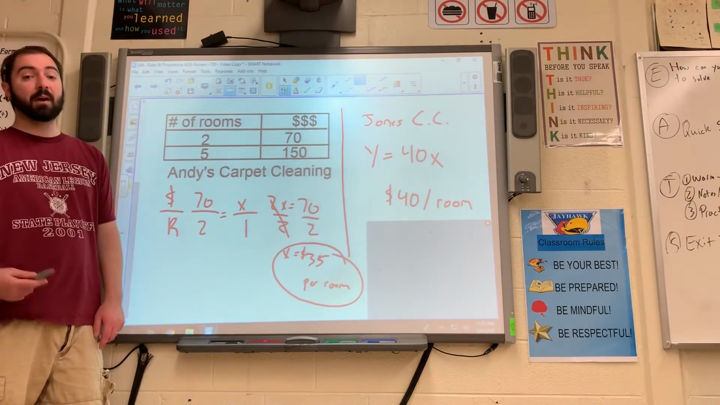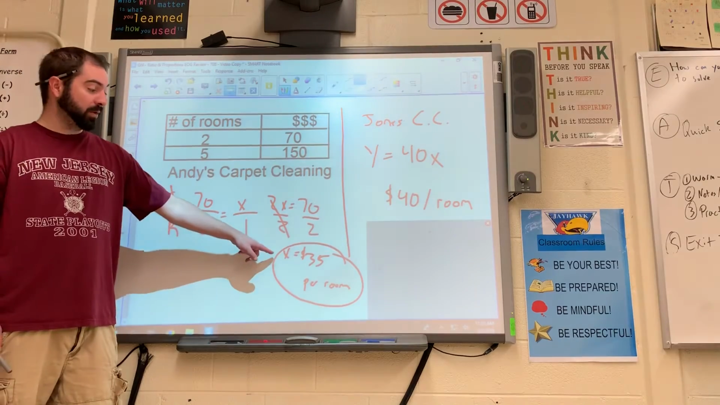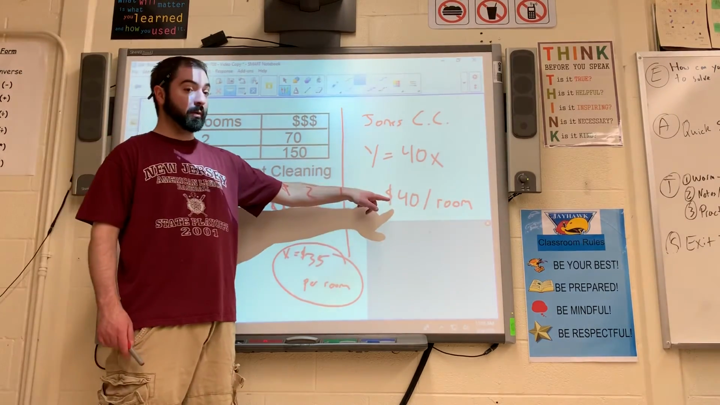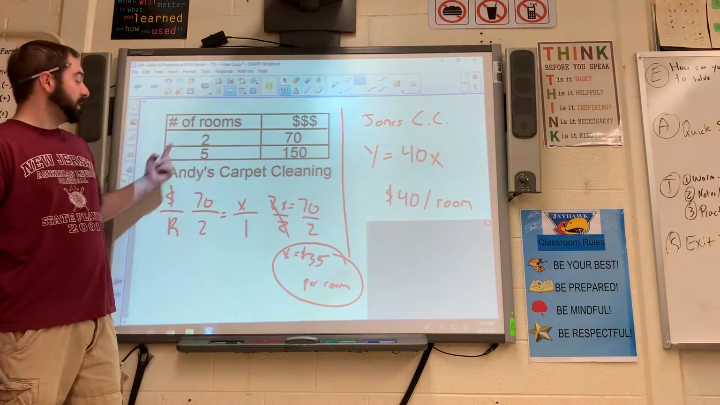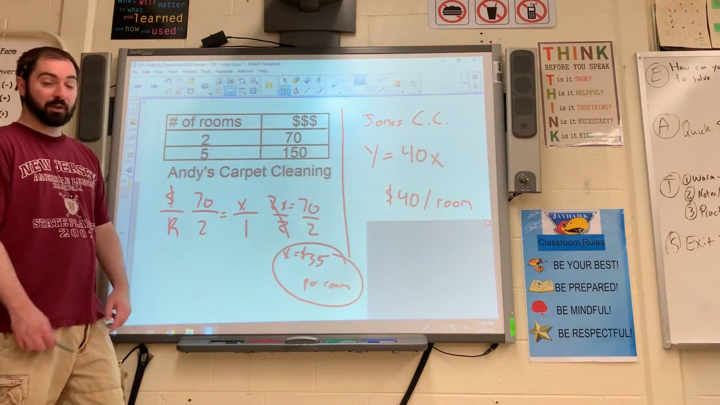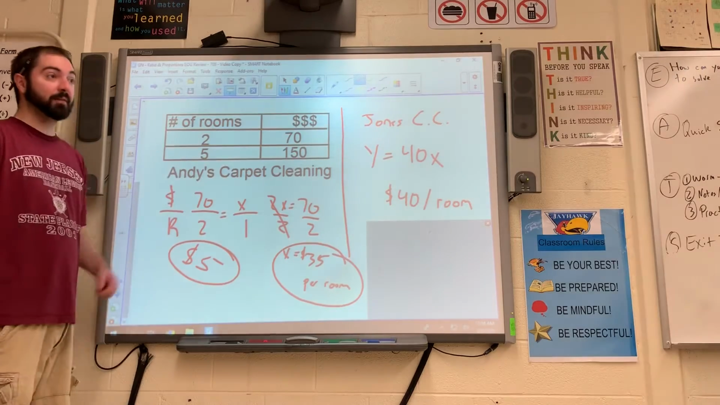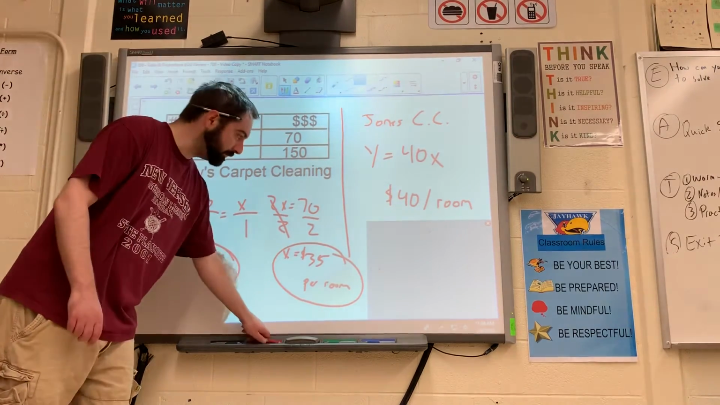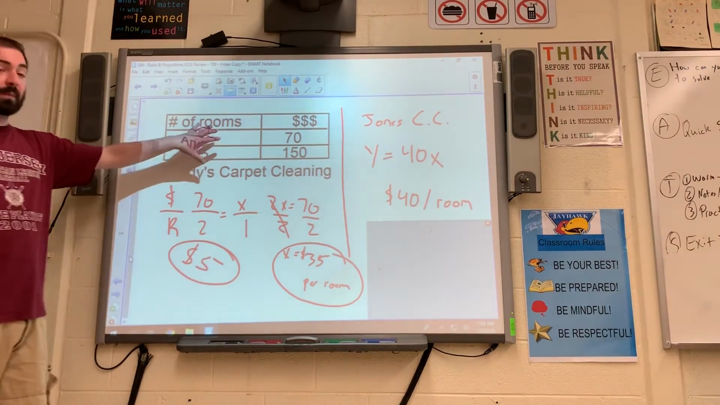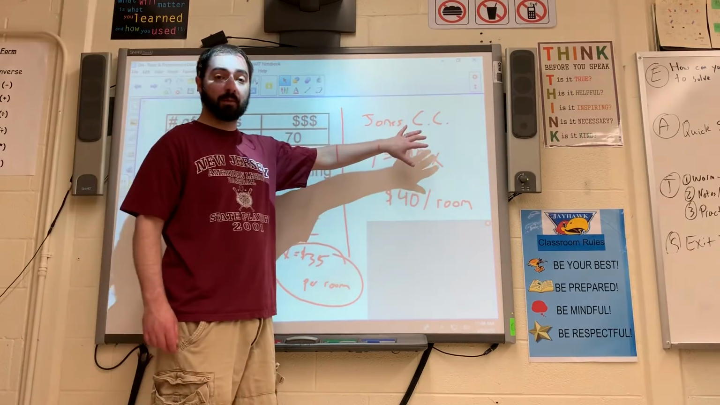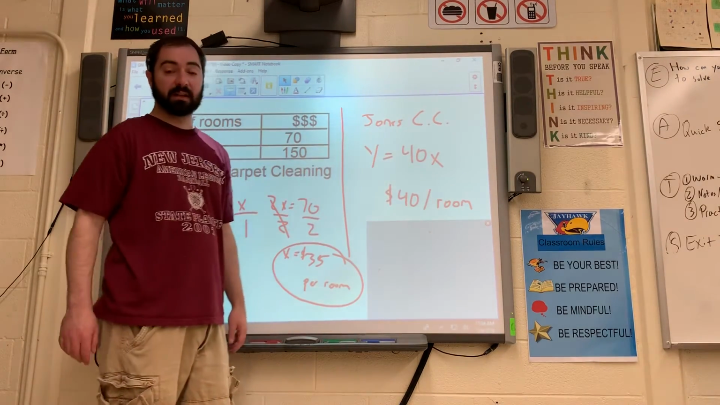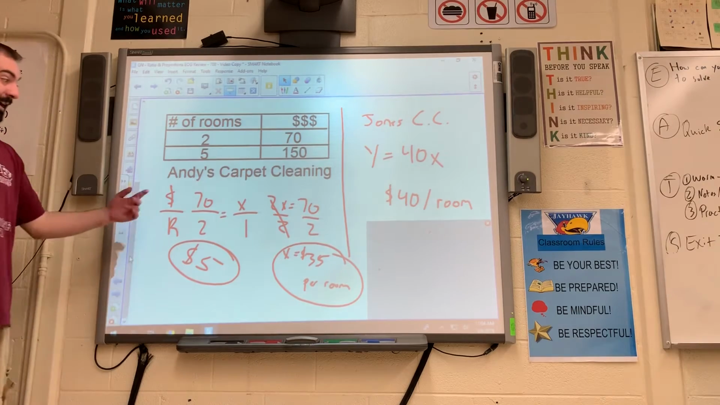So from there, now we have to figure out what's the better buy. Well, 1 room is $35 per room. The other one is $40. We clearly know that Andy is cheaper. How much cheaper? It would be $5 cheaper. So Andy, by $5. Okay, so again, we use the information from the chart, we use the information from the word problem, and we think about how those things interact with each other to answer the actual question.